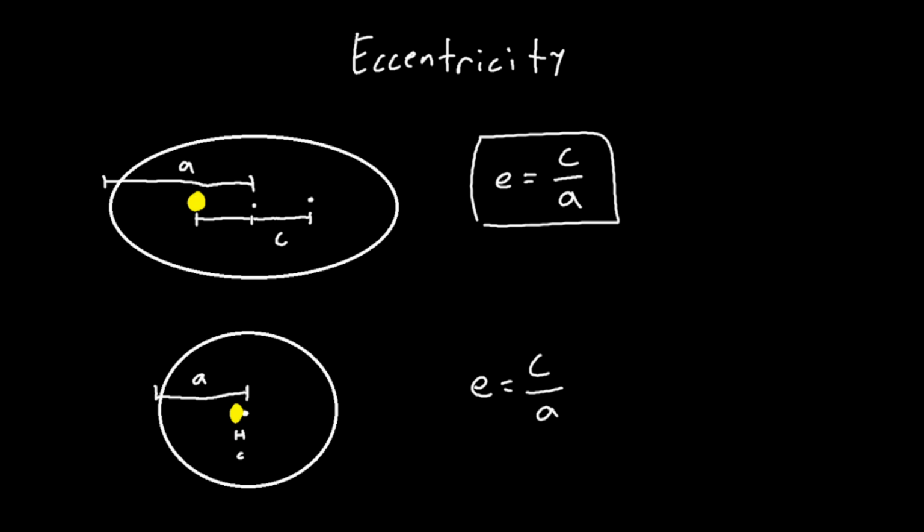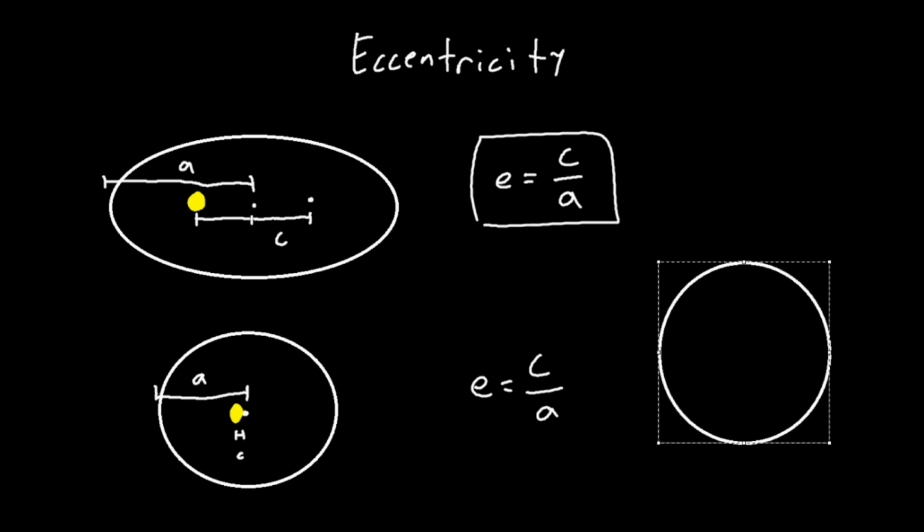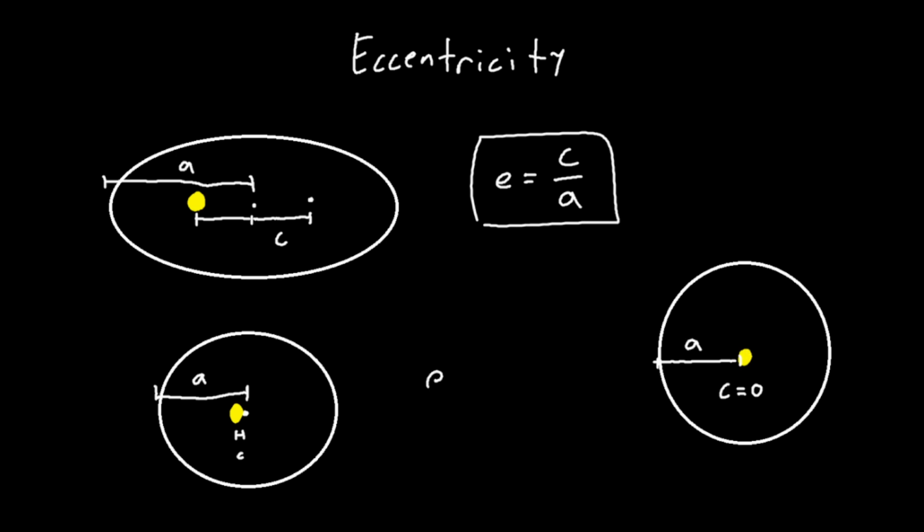Now, what if this approaches a circular orbit? Let's say this is a circular orbit and the sun is right in the middle. Well, if the sun is right in the middle, there's no distance between the sun, or a focal point, and the center. Therefore, c in this case would equal 0. So if c is equal to 0, then no matter what a is, maybe a would still be the distance between the center and the outer edge, e would equal 0 over a, which is equal to 0. So if your eccentricity is equal to 0, then you have a perfectly circular orbit.